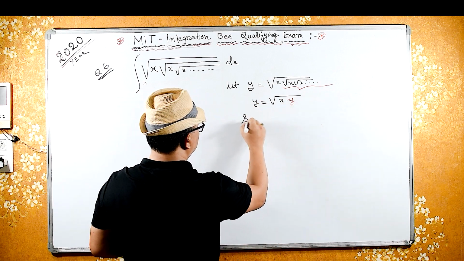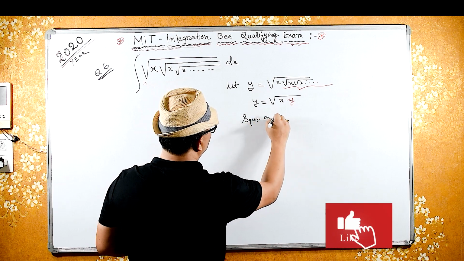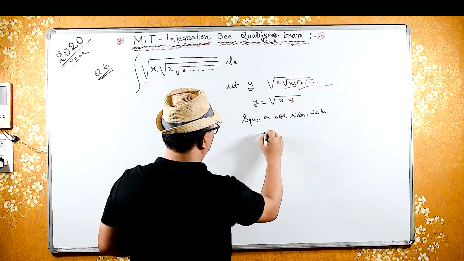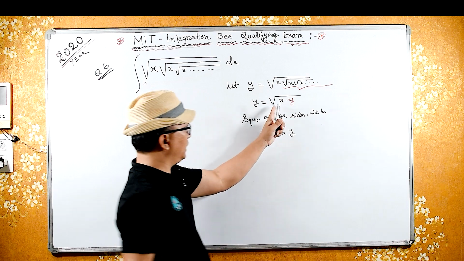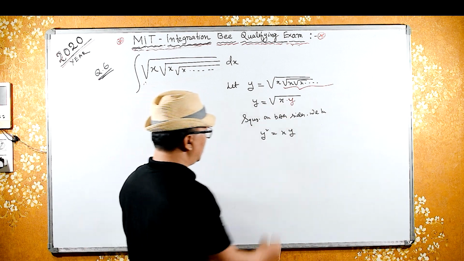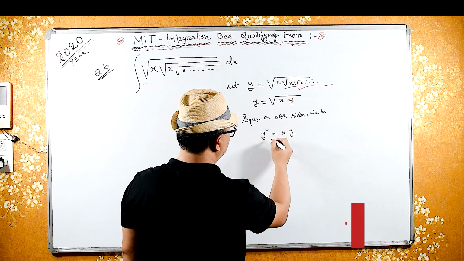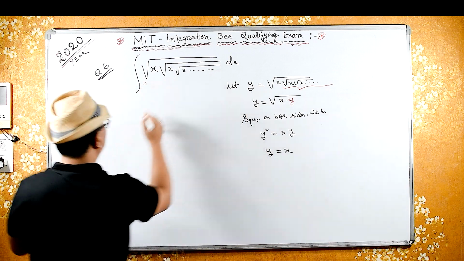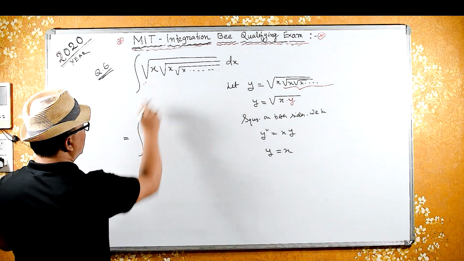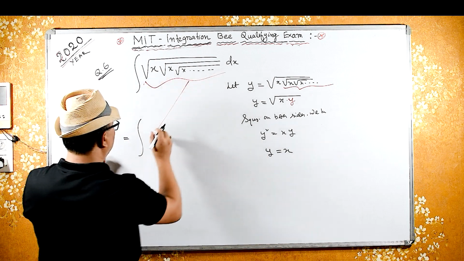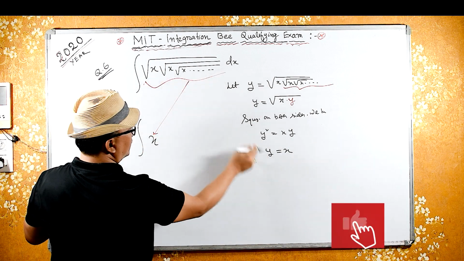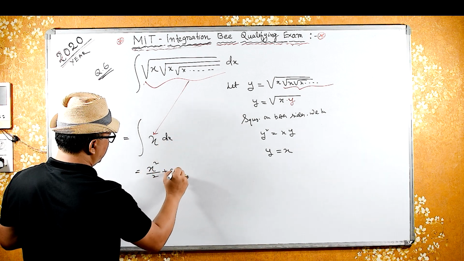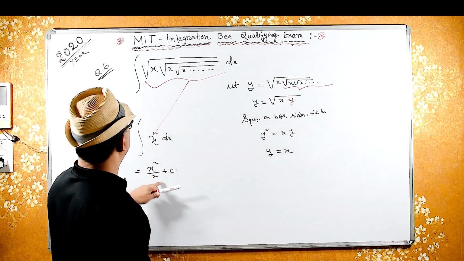Squaring on both sides, we have y square equals xy, because squaring and square root get cancelled. Now if I cancel y, then y equals x. So this y becomes x, and this whole integral becomes the integral of x dx. Therefore integration of x is x square upon 2 plus c. This is the answer.